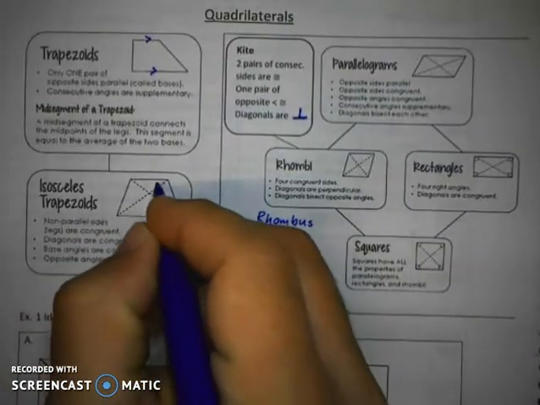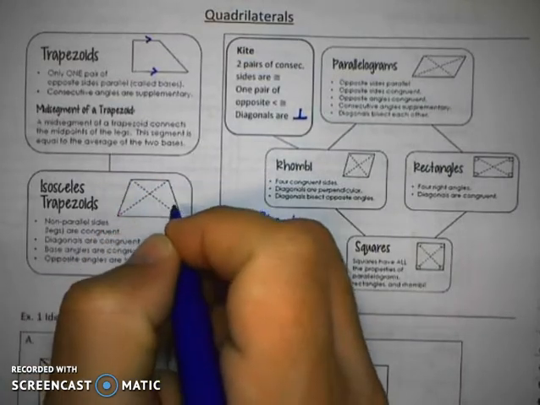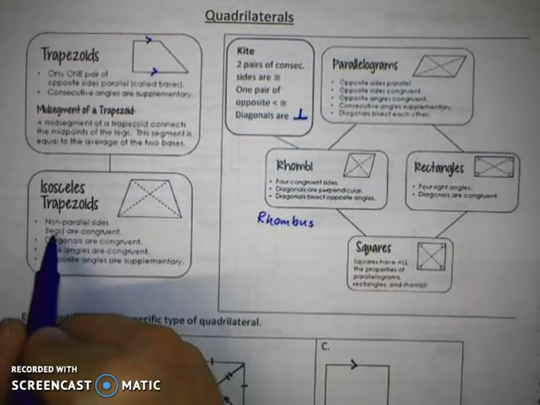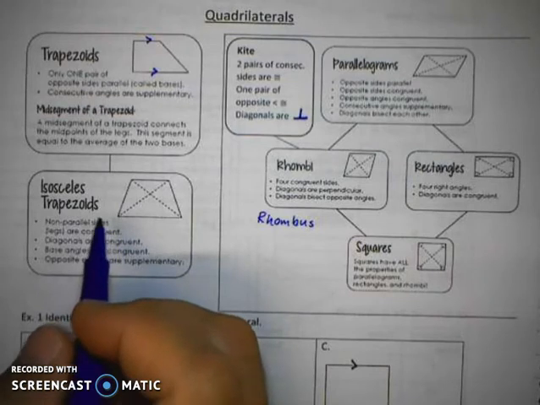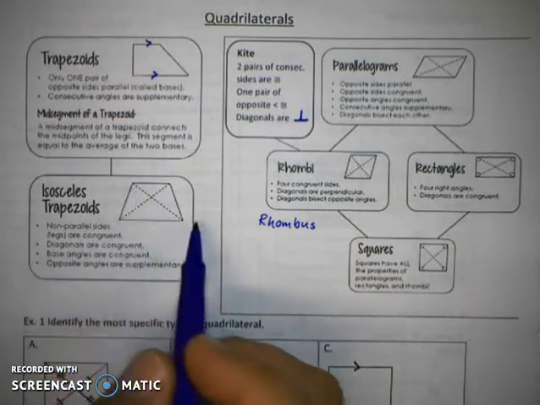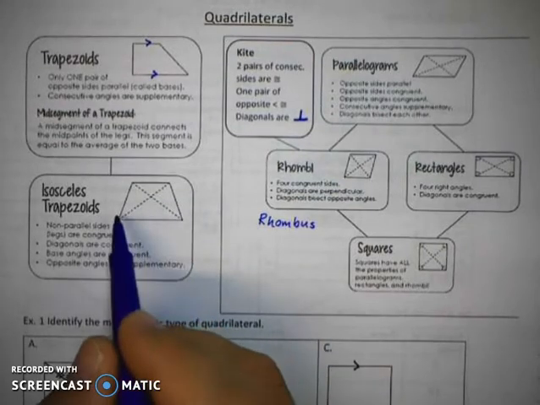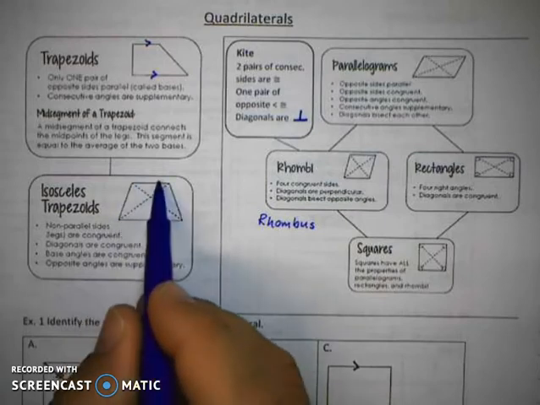Now, if we have a trapezoid where the non-parallel sides, the sides that are not bases, we call those legs, if the legs are congruent, then it's an isosceles trapezoid, a lot like we had isosceles triangles. In this, diagonals would be congruent to each other, and then the base angles are congruent. This angle over here on the left is congruent to this one on the right, and at the top, the left is congruent to the right.